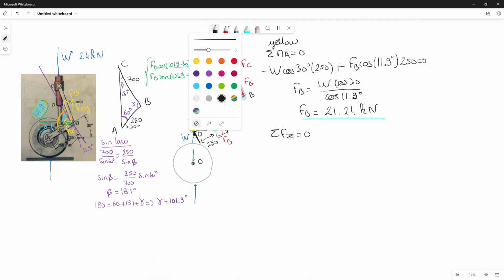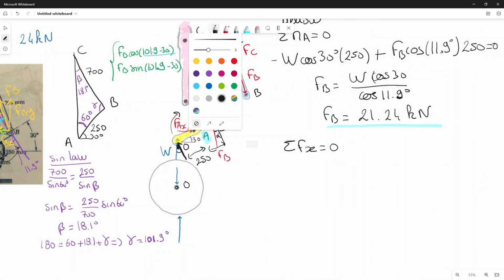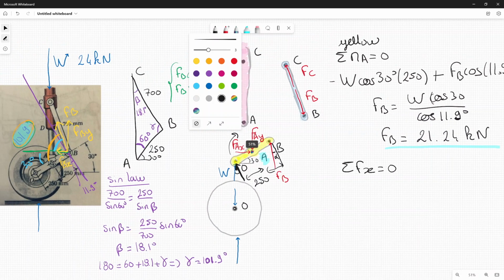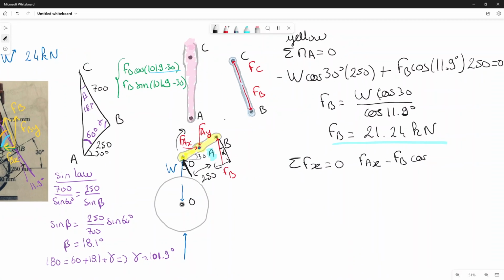Sum of the forces on X equals 0, so we don't have W, I am on that free body diagram, so we just have FAX, and the Bx will be minus FB, and on X it's cosine 101.9 minus 30 degrees equals 0. So we got FAX equal, let me check, equals 6.60 kilonewton.